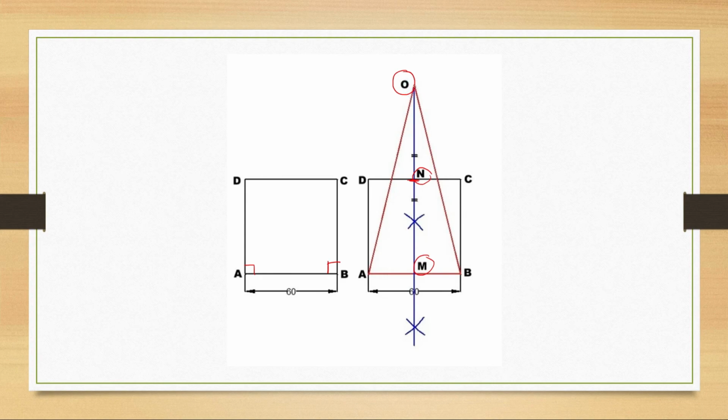And after point O, you have to drop the line straight from O to A and O to B. This will make equal angles, and so it will become an isosceles triangle.